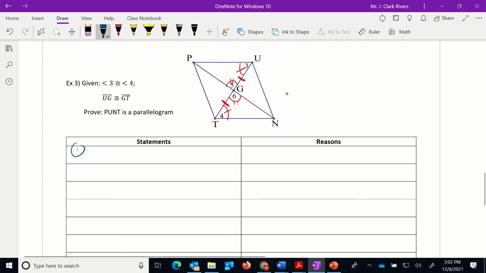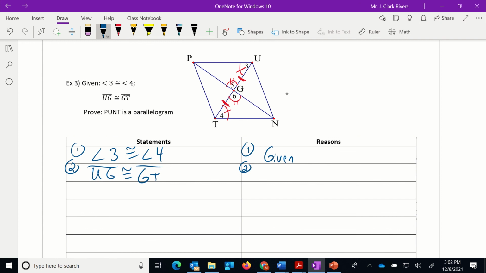So here we go. I'm going to use the diagonals being bisected. Number 1, angle 3 is congruent to angle 4. Oh, given. From this, I'm able to conclude that, hang on. I actually don't need that. Okay. We'll say next UG is congruent to GT. That was given. So that's one diagonal that's being bisected. Number 3, angle 5 is congruent to angle 6. Vertical angles are congruent.